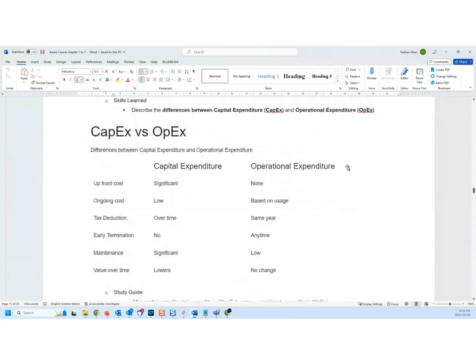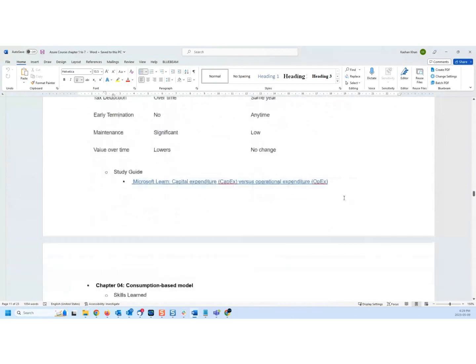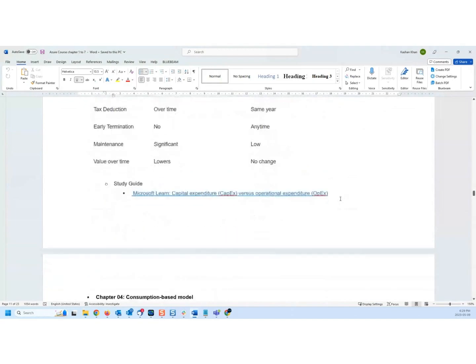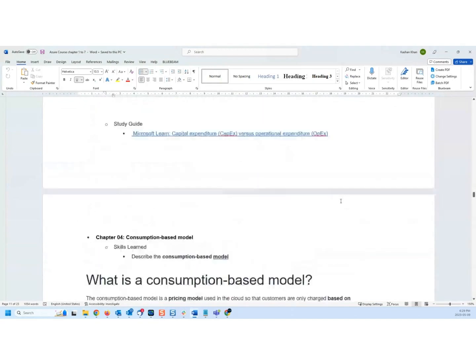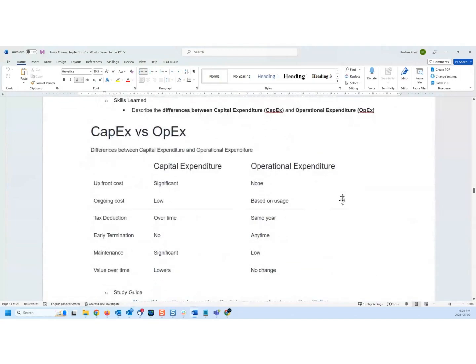So chapter 3, a little bit of revision of economies of scale again, but we will go into this very quickly. Capital expenditure versus operational expenditure. So the upfront costs, just like we looked at in the trucking company example, are a significant cost.